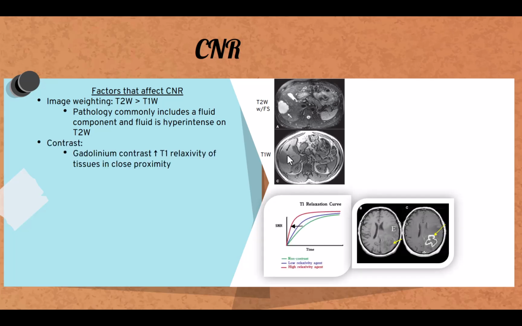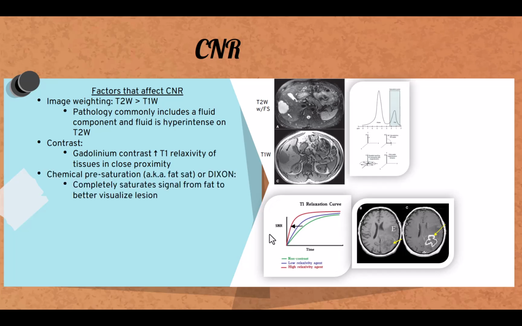Contrast also affects CNR because gadolinium contrast increases the T1 relaxivity of tissues in close proximity. Here's a great example of how a non-contrast tissue here in green will then receive contrast, and it will shift that relaxation curve to the left, causing those tissues to recover faster and appear brighter on a T1 post-contrast image.